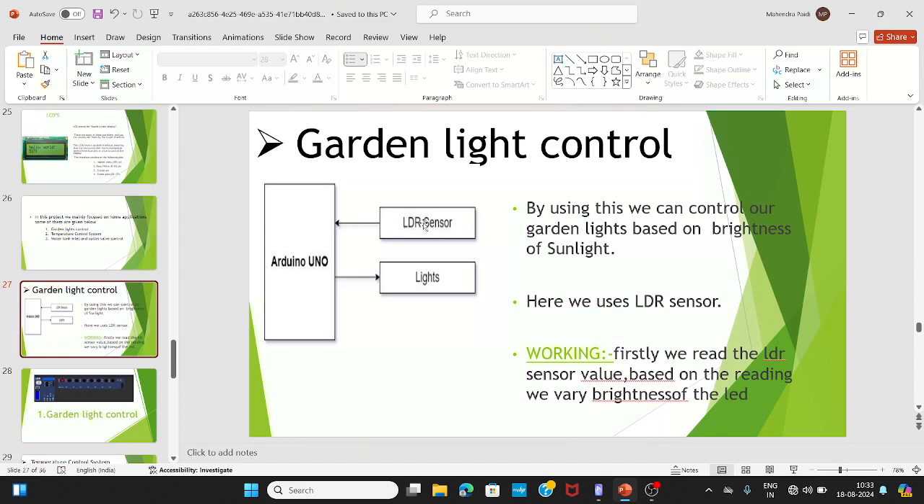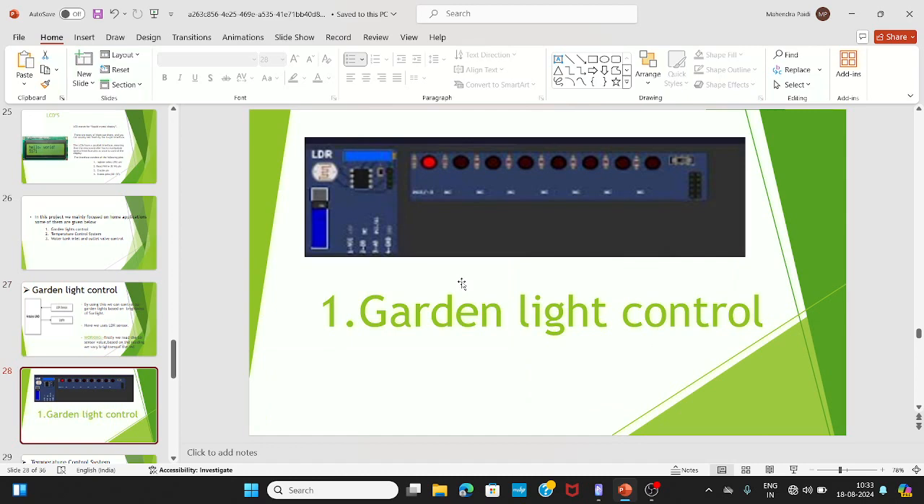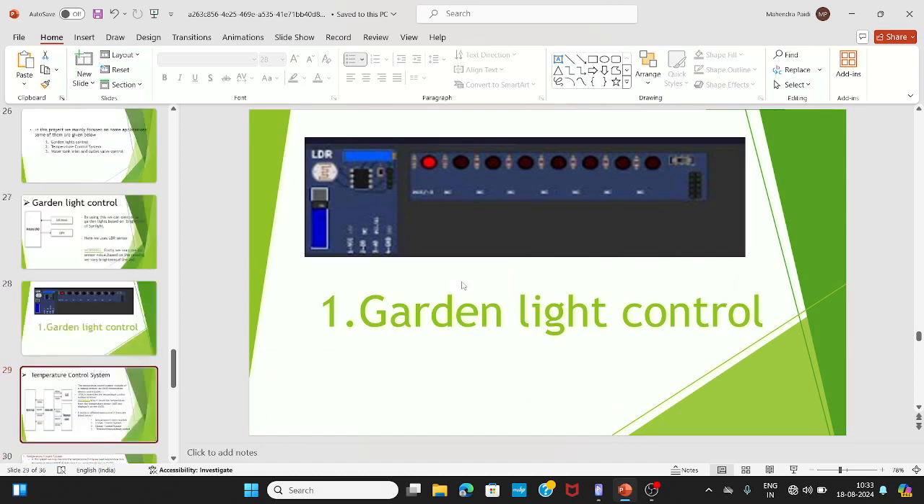Here we are using the LDR sensor. The resistance of the LDR sensor varies depending upon the light. Based upon that, the light brightness will increase and decrease. This is the output picture of garden light control.